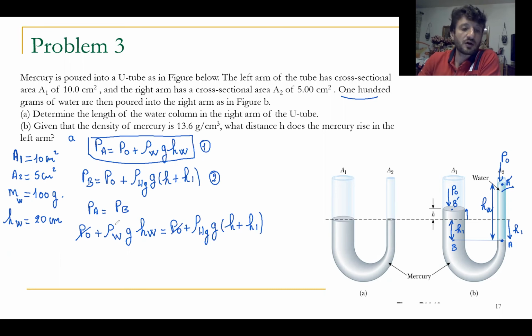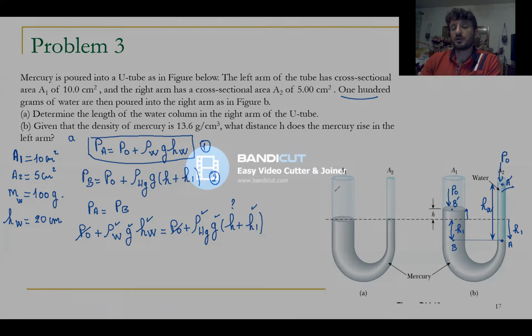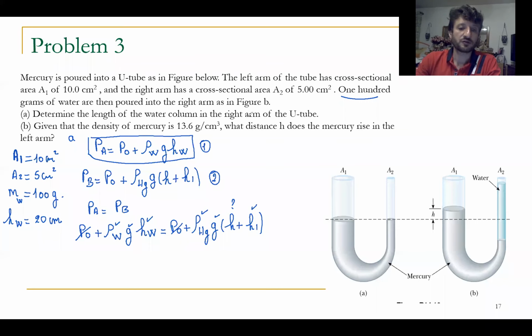As you see, rho of water is given, G is known, H water equals 20 centimeter, rho of mercury equals 13.6, G. I want to calculate H, but I don't have the value of H1. So to calculate H, we have to find H1. So to find H1, you come here.